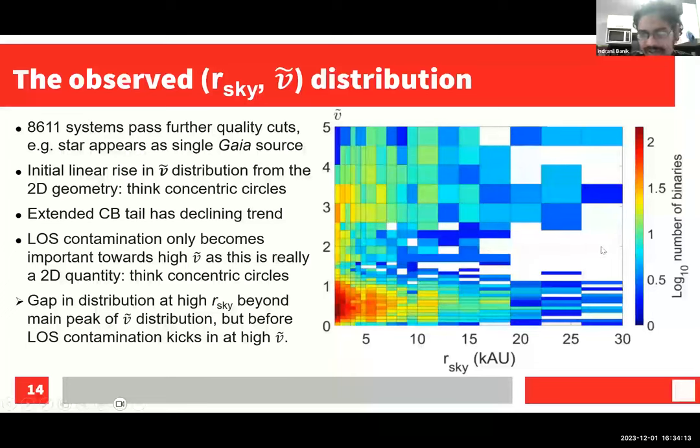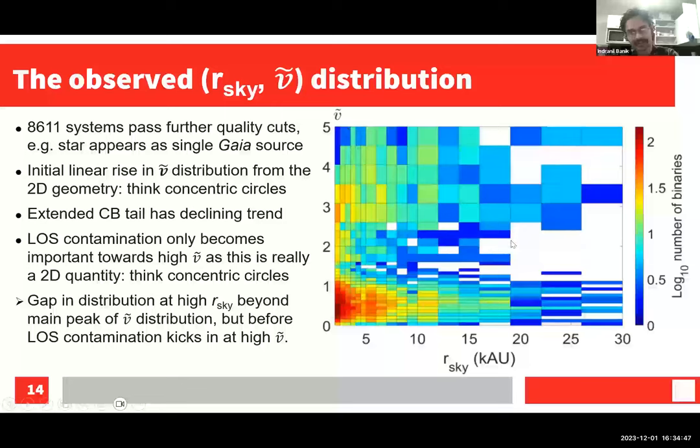That's also the case at larger ASCII, but because the total number of systems at larger ASCII is smaller, that leads to these pixels being completely empty, whereas here they still had kind of a handful of systems. So here you end up with a gap in the distribution, which sort of widens, like that. So that's reasonably well understood, why that would be. So that's what we call in the plan the observed photograph or distribution of ASCII and V tilde.